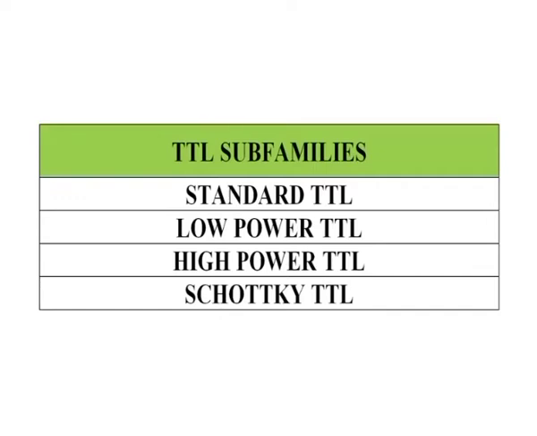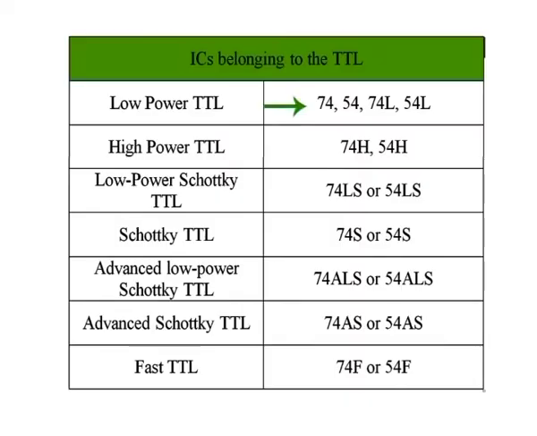The ICs belonging to the TTL family are designated as 74 or 54, 74L or 54L for low power TTL, 74H or 54H for high power TTL, 74LS or 54LS for low power Schottky TTL, 74S or 54S for Schottky TTL, 74ALS or 54ALS for advanced low power Schottky TTL, 74AS or 54AS for advanced Schottky TTL and 74F or 54F for fast TTL.